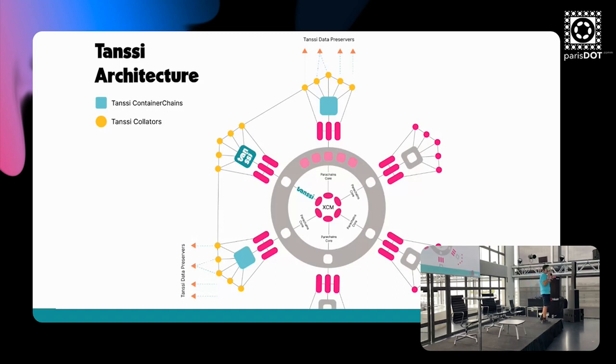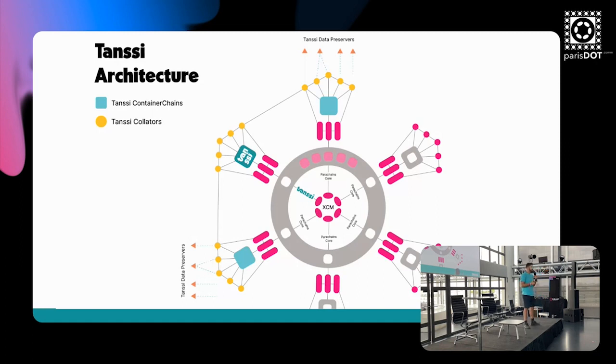And so TANSSI will be able to, in a decentralized way, say, okay, collator A and collator B, you're going to produce blocks for parachain X or parathread B and so on. And then we'll also have another layer, the TANSSI data preservers, which are going to be RPC endpoints available to the app chains or container chains so that apps and users can interact with them. And this is really cool.